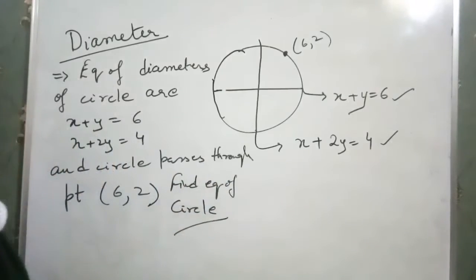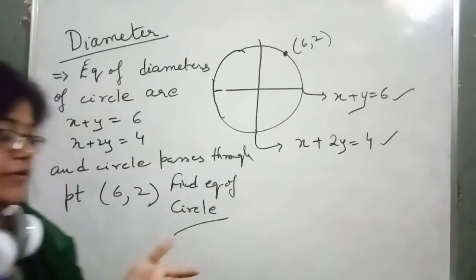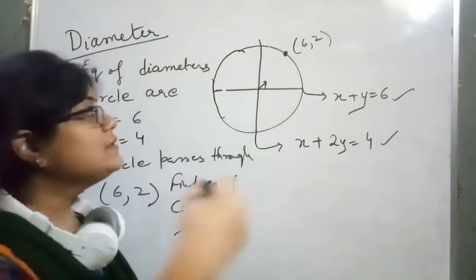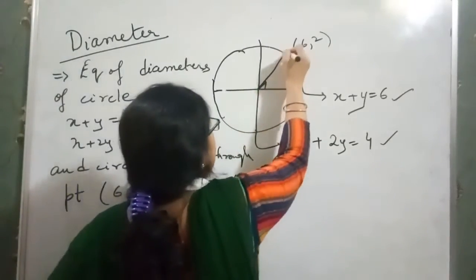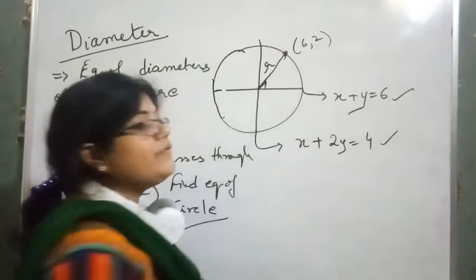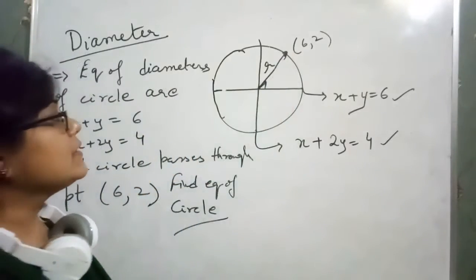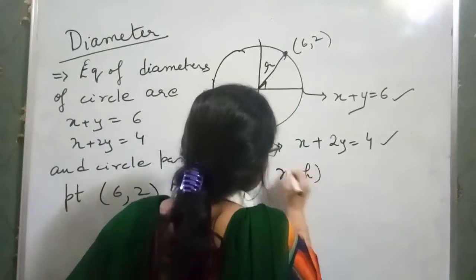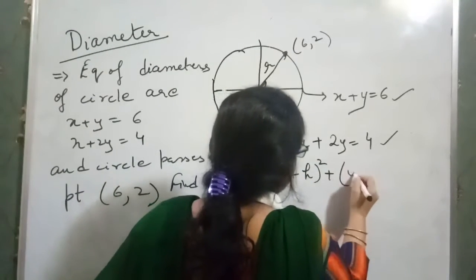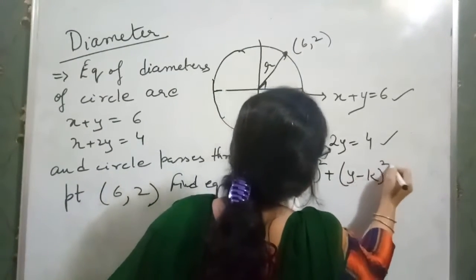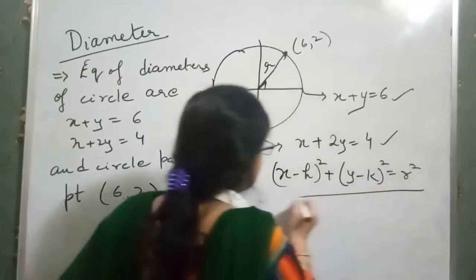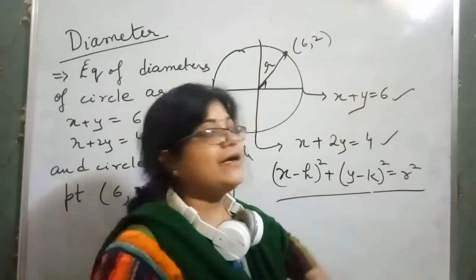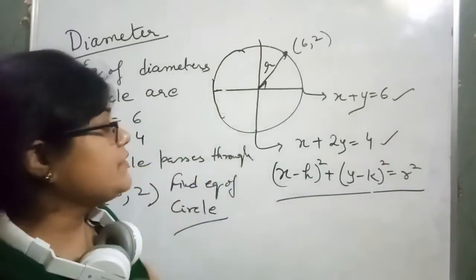Whenever we have to find the equation of a circle, we must know the center point and the radius of the circle, that is, the distance from the center to a point on the circle. Only then can we find the equation. The standard form of the equation of a circle is (x minus h) whole square plus (y minus k) whole square is equal to r square, where h and k are the center of the circle and r is the radius.